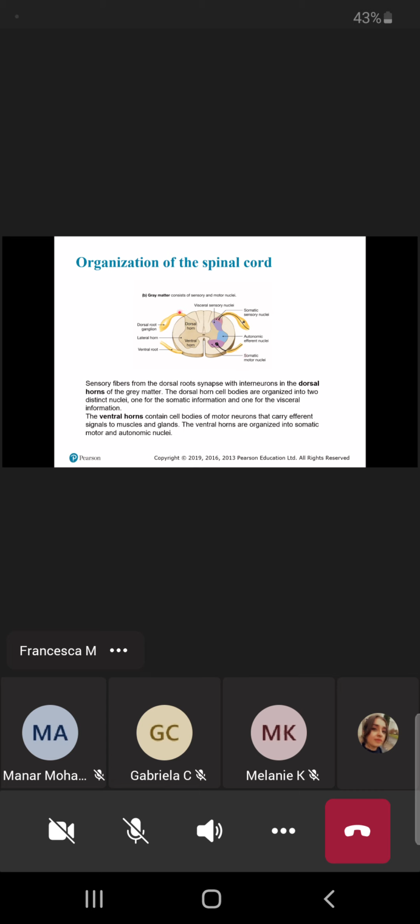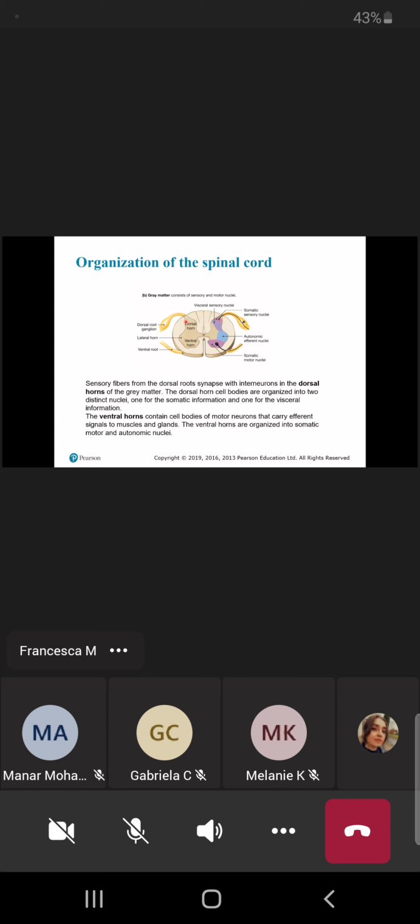So this is just, once again, to summarize the organization of the spinal cord. The sensory fibers from the dorsal roots, here the dorsal root ganglia, originate from the dorsal horn and send information to the brain for elaboration in the integrating centers. Then down the ventral horn, it contains the nuclei of the motor neurons that send efferent information that regulates the skeletal muscles. So this is, in general, the organization of the spinal cord.